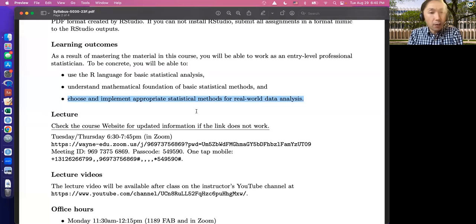And the third objective is to choose and implement appropriate statistical methods for real-world data analysis. Once you study statistics, we still have a gap between what you studied and the data analysis. Real data analysis is more messy. For example, it may have missing values, maybe duplicated observations, and you have to interpret variables to implement more meaningful analysis. So we have the 3 objectives.